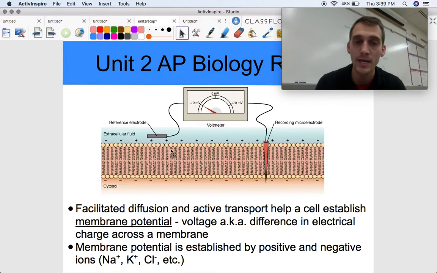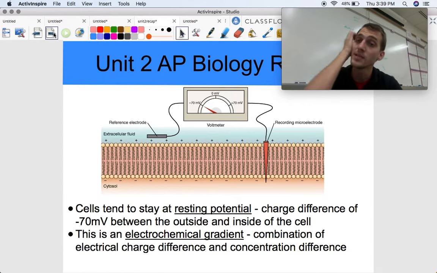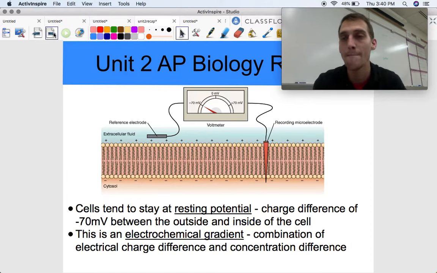So a cell might put in a whole bunch of sodium on one side and a whole bunch of potassium or even chloride ions on the other side, and make a difference. You can see the outside of this membrane is positive, the inside is negative. It has a membrane potential. And a cell membrane potential that it likes to stay at most of the time is called resting potential, and that is a charge difference of negative 70 millivolts.